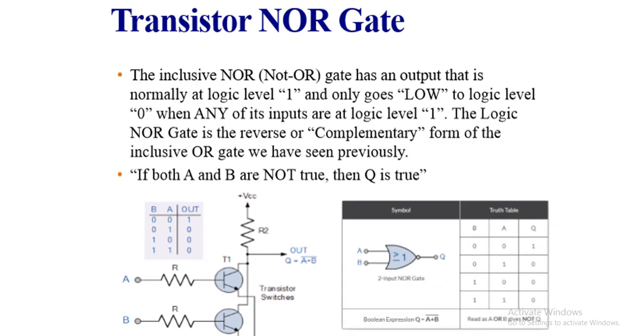This is a NAND. Transistor NOR gate, which is the NOT of OR, the inclusive NOR. The NOR gate has an output that is normally at logic level 1 and only goes low to logic level 0 when any of its inputs are at logic level 1. The logic NOR gate is the reverse, or complementary form, of the inclusive OR gate. When we use a BJT, bipolar junction transistor, we connect the electronic diagram as on the left, and the truth table appears here for the NOR.